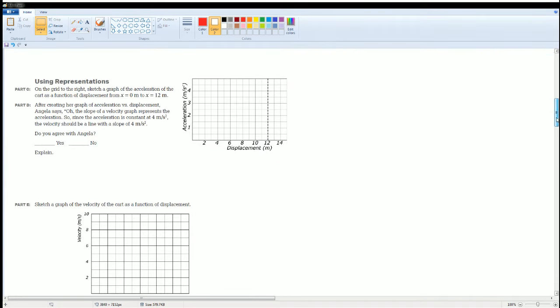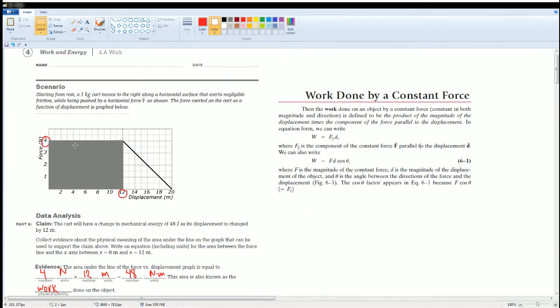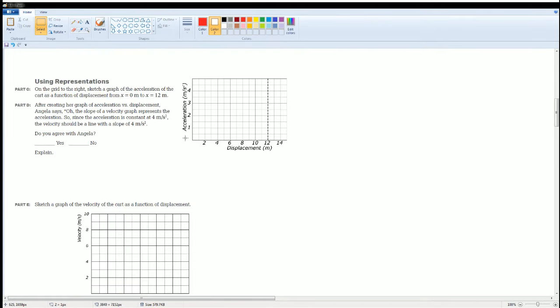Next, in part C, on the grid to the right, sketch a graph of the acceleration of the car as a function of displacement from x equals 0 to x equals 12. What was its acceleration? We saw that the force here is constant at 4 newtons and it's a 1 kilogram object. So F equals ma. You should see that the acceleration is 4 meters per second squared, and it's a constant 4 meters per second squared that occurs.